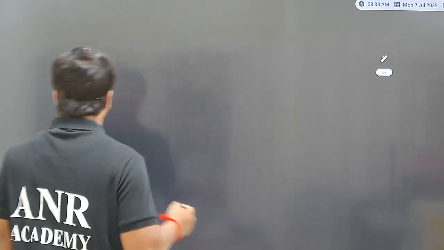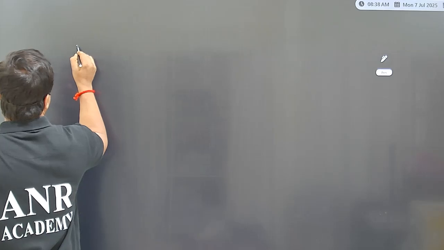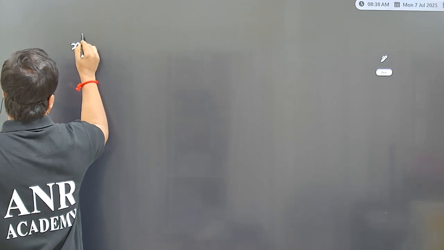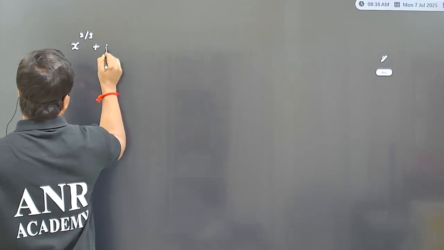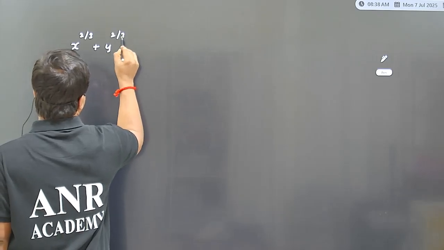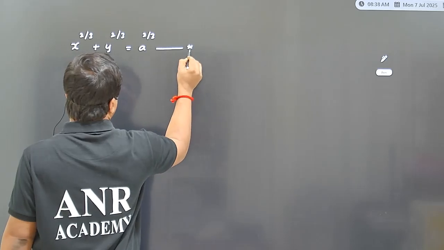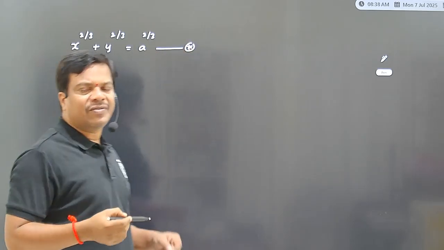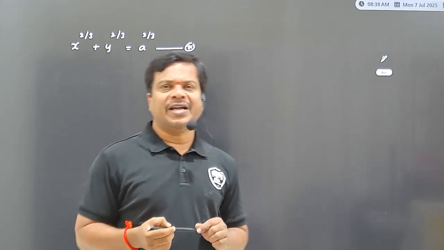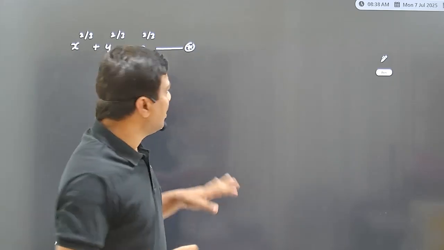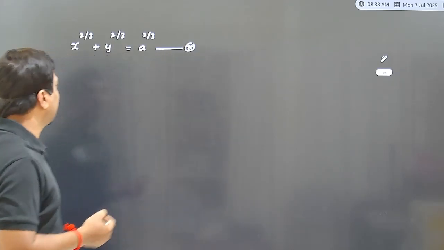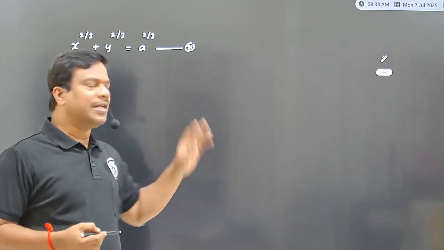You know that the equation of the asteroid is x^(2/3) + y^(2/3) = a^(2/3). I am going to write the equation of the curve: x^(2/3) + y^(2/3) = a^(2/3). With the help of definite integrals, we can find the area of this curve. Let us draw the graph of the curve first and then we go for integration.